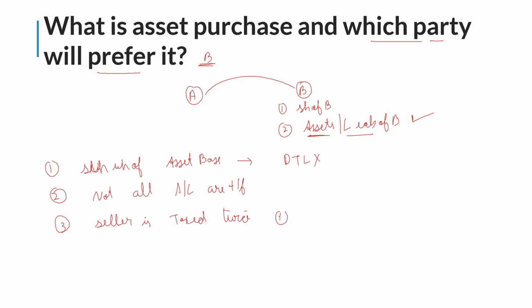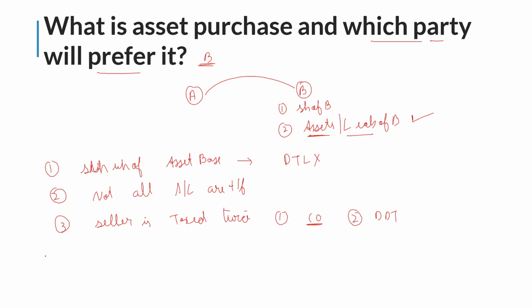Sir, how twice? Firstly, when the assets are being sold, the company will be taxed. Once this company pays the special dividend to the shareholder, or whenever the profits on sale of these assets are withdrawn from the company, then there will be dividend distribution tax or some other kind of special tax. So the sellers are taxed twice, right?